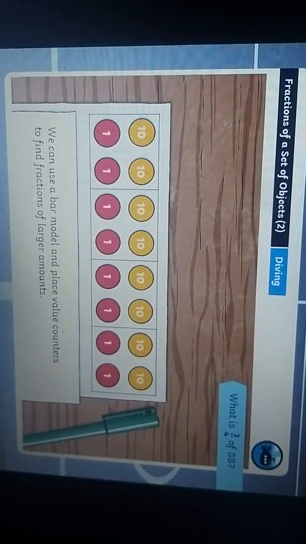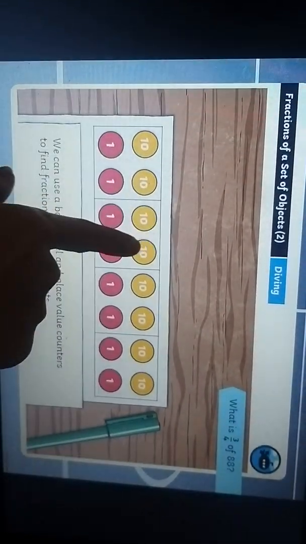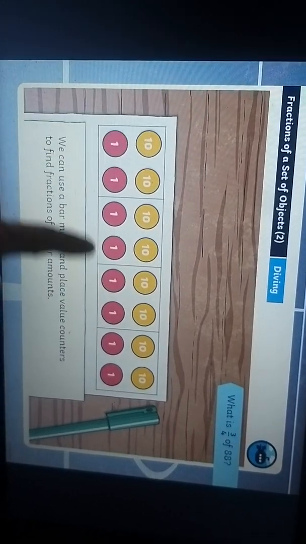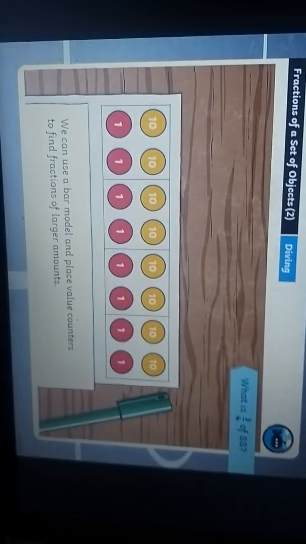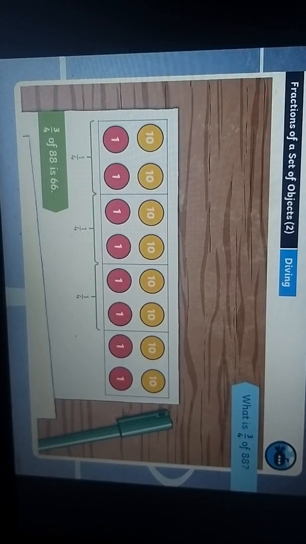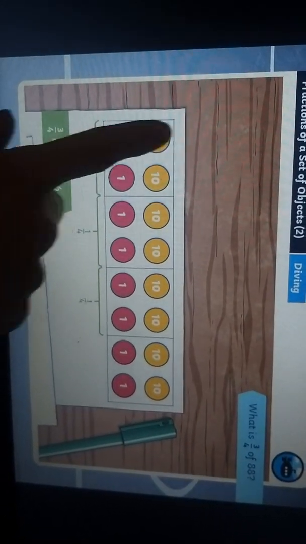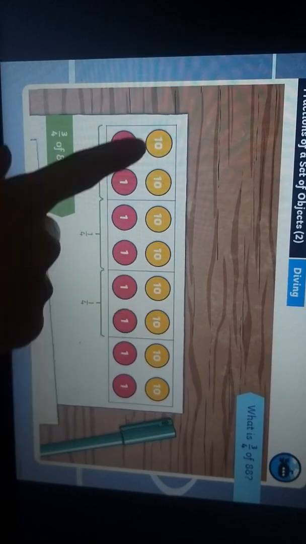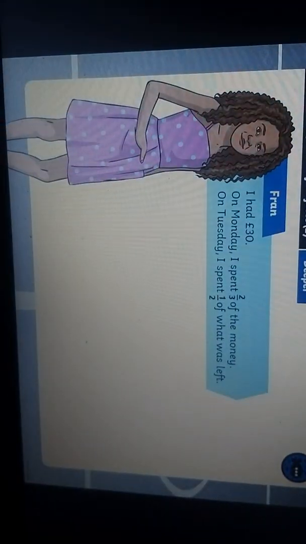So 3/4 of 88, that's 1/4, 2/4, 3/4. So how many are here will give us our answer. 3/4 of 88 is 66. 10, 20, 30, 40, 50, 60, 66.